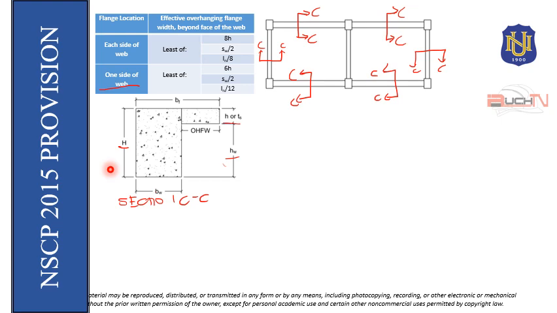Si H or T sub S, which is the thickness of the slab. Si OHFW, which is the effective overhanging flange width. And si B sub F, which is the effective flange width.